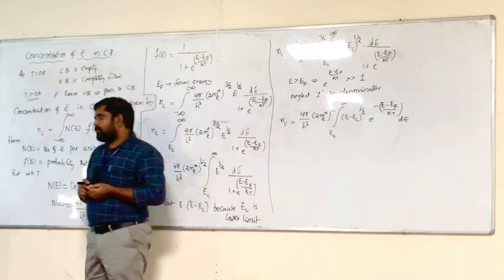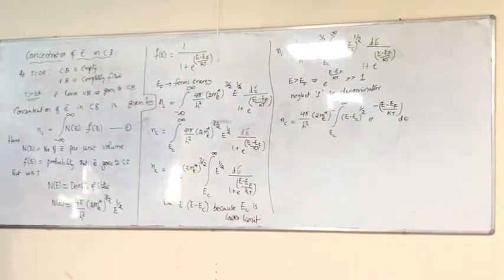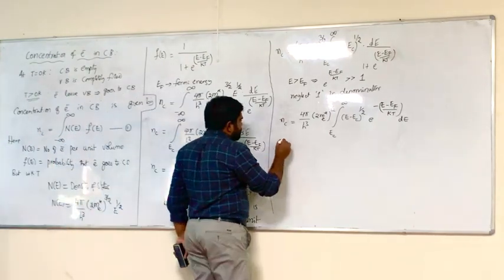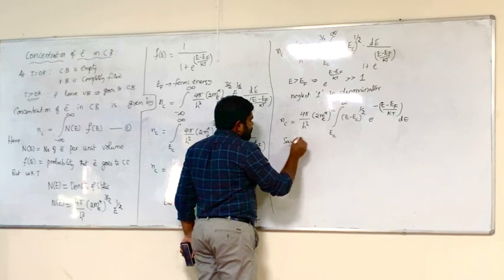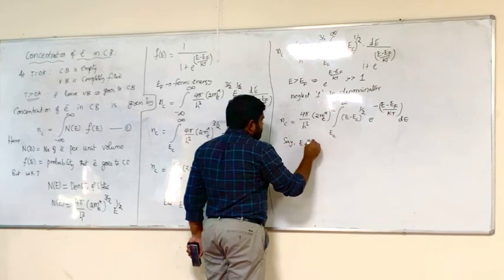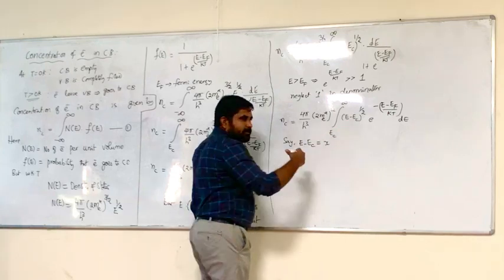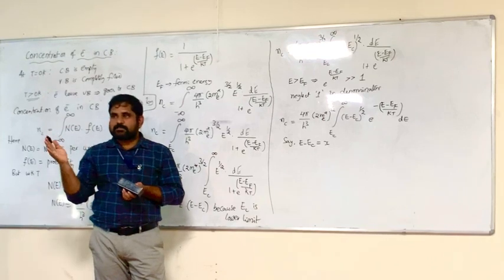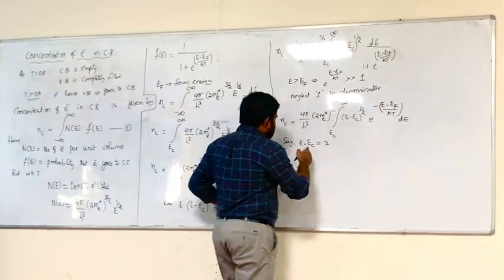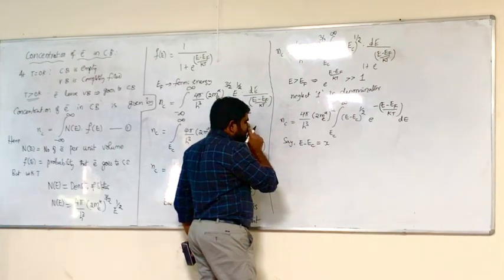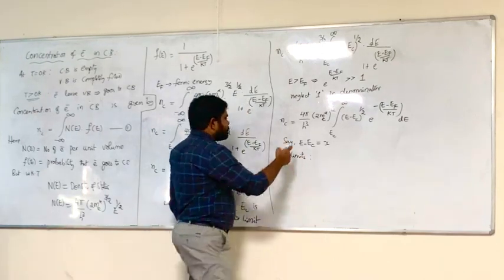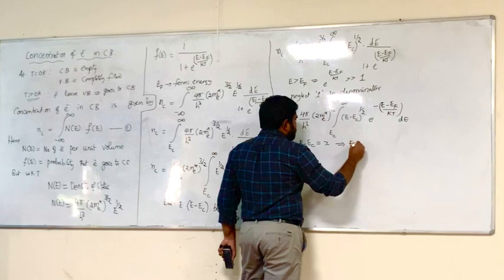Now we need to further simplify this. For the simplification, we bring x into the picture by simply saying E minus Ec as x. Now let us say E minus Ec is equal to x. When we change something in the integration, what should change accordingly? Limits should change, right? So how do the limits change? When E minus Ec is equal to x, E is equal to x plus Ec.